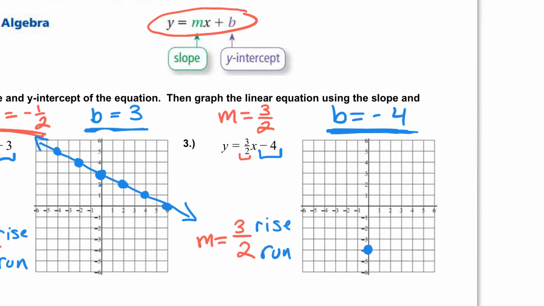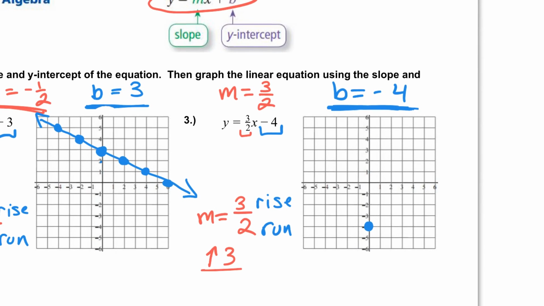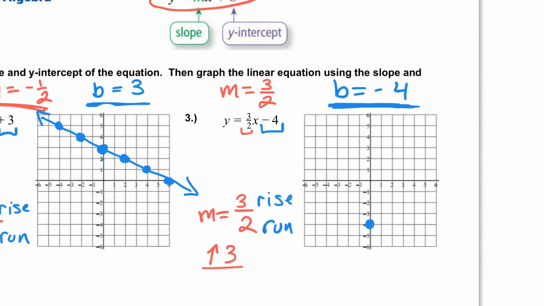Okay. What does a rise of positive 3 mean? It means we are going up 3. So we're going to go up 3. And a run of positive 2 means we are going right 2.